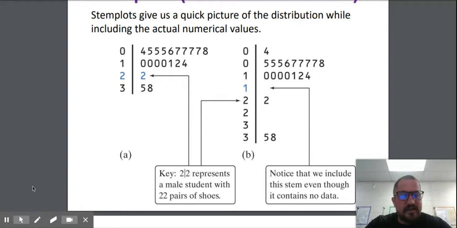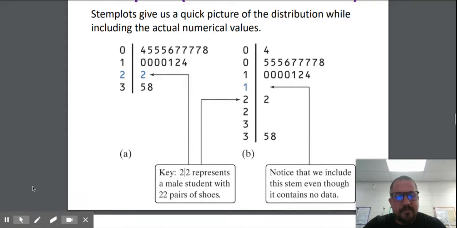So you do want to make a key in those. And then the second one, the one on the right, is called a split stem plot. A split stem plot means you go through the numbers 0 through 4 and then 5 through 9. So the first stem would be 0 through 4, then 5 through 9, then 10 through 14, then 15 through 19, 20 through 24, 25 through 29, 30 through 34, and 35 through 39.